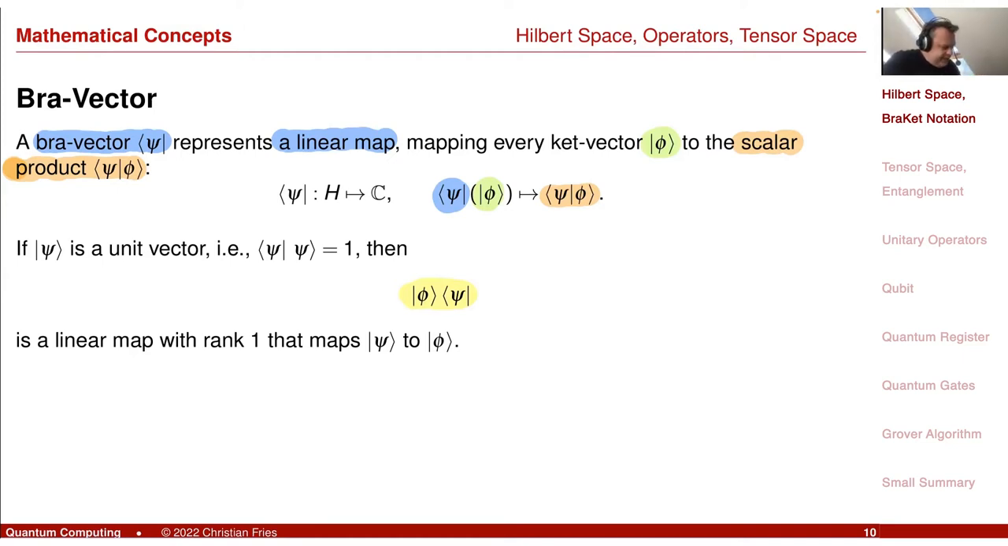Because if you multiply some element, say g, to the right, then it means the scalar product of psi with g multiplied with the phi. So it is how much do you have in the direction of psi, assigned to phi. And if you would multiply with psi, you would have ket phi times one. So you just get the phi. Okay, so we will sometimes see this. And if you see this, you can just think of it will map the psi to the phi.